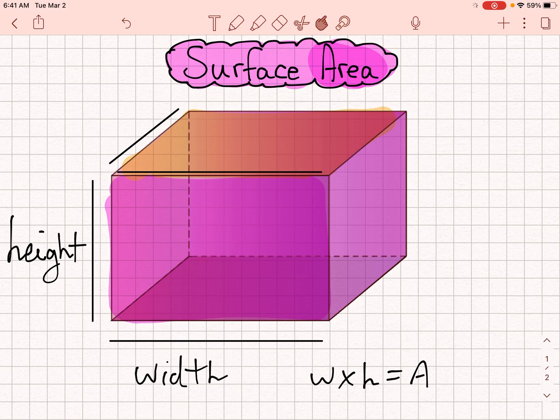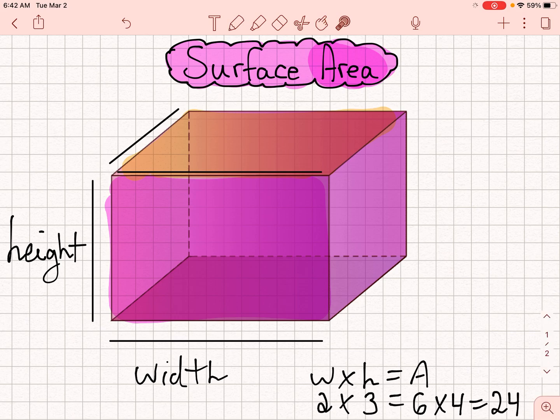So one strategy that I might do is I might find the width and the height of one side and then multiply that by the number of sides. So let's say the width was 2 and the height was 3. The area of one side would be 6. And if there are 4 of those sides, 1, 2, 3, 4, I might do 6 times 4 to find the surface area of all 4 of those sides.